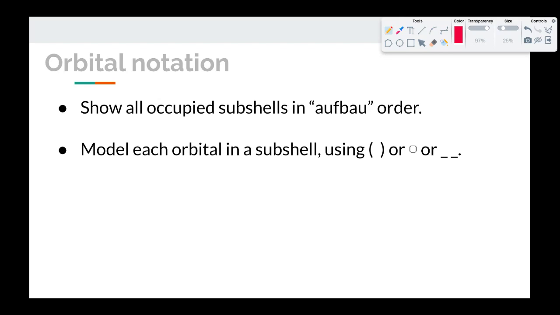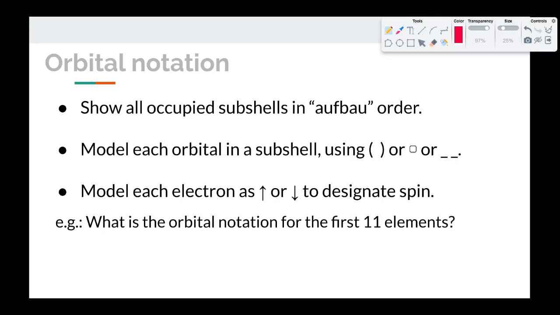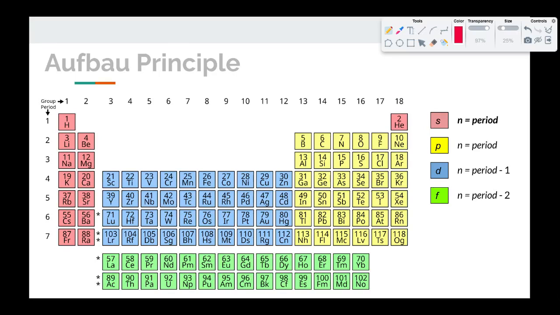And then you populate those orbitals using up and down arrows to designate the spin. And remember, 2 electrons in the same orbital have to have opposite spins. So let's practice writing orbital notation for the first 11 elements. As we do this, let's keep in mind Hund's rule, which I mentioned earlier: electrons don't share orbitals unless they have to.